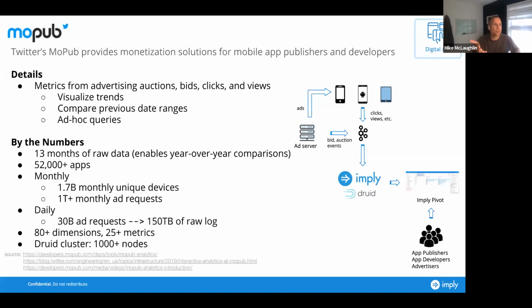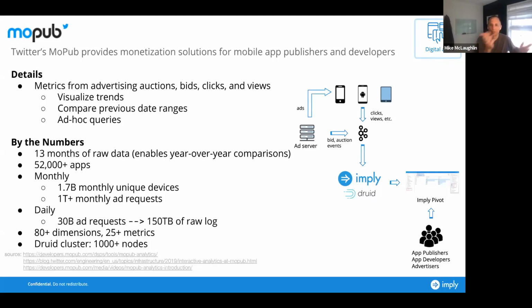This is one of the examples I was talking about for Richard's question about how much data. MoPub keeps 13 months of raw data, and this allows you to do year-over-year comparisons. So basically you can say, how did my ad perform today versus last year at this time, and so on. Those kinds of comparisons are super common amongst Druid users, and you'll see a lot of that in these use cases. They have 52,000 apps, and the top seven of the top 10 are included in that.